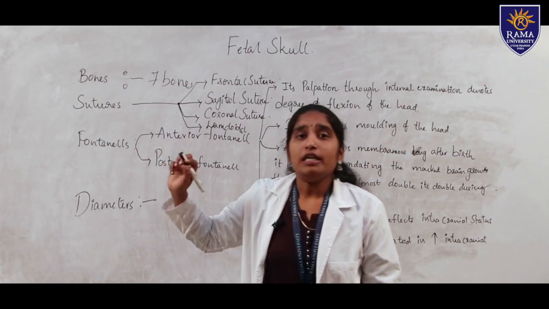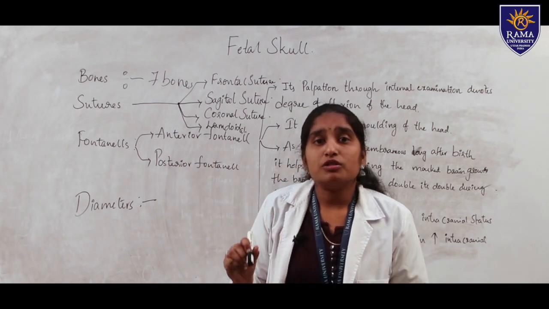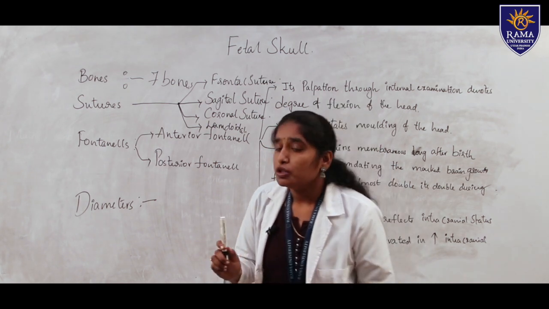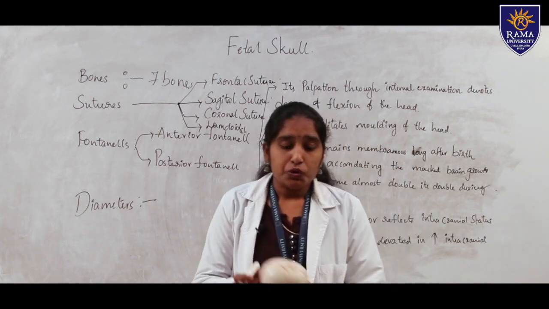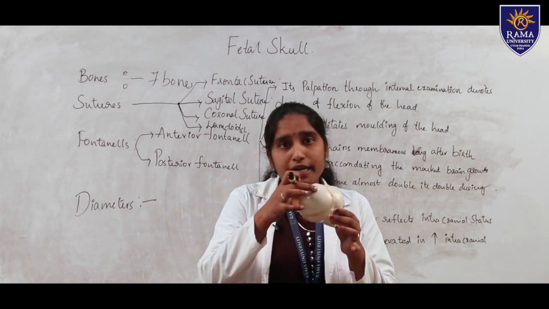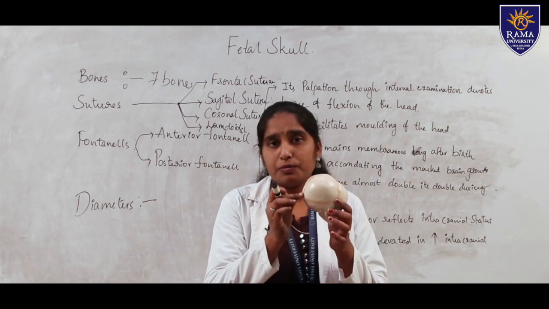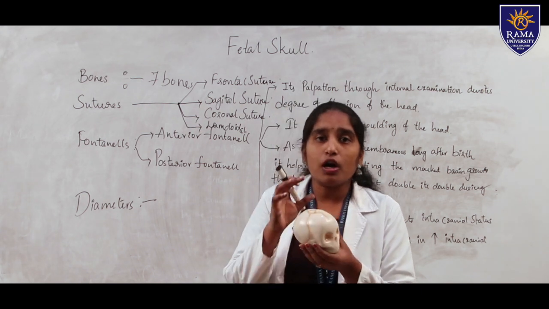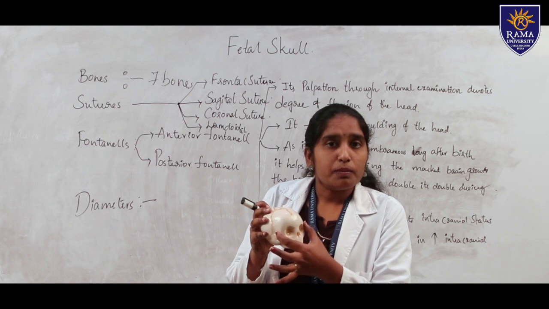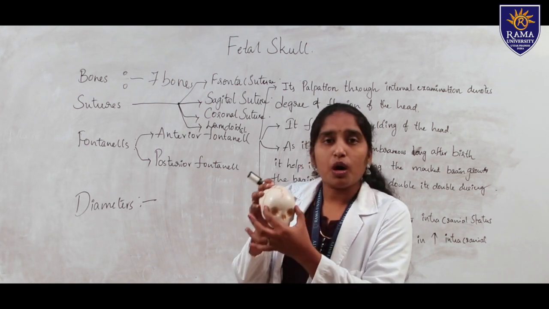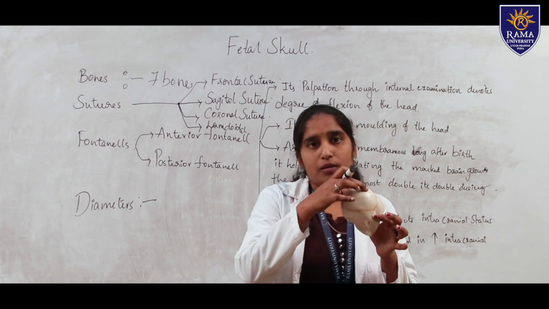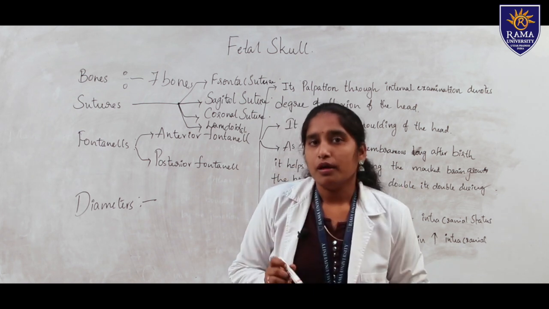The vault is made up of mainly 7 bones. The vault consists of a total of 7 bones: 2 temporal bones, 2 frontal bones, 2 parietal bones and 1 occipital bone. Total 7.